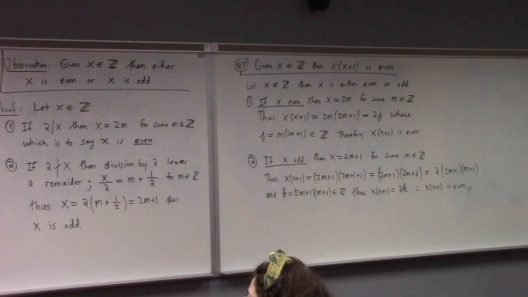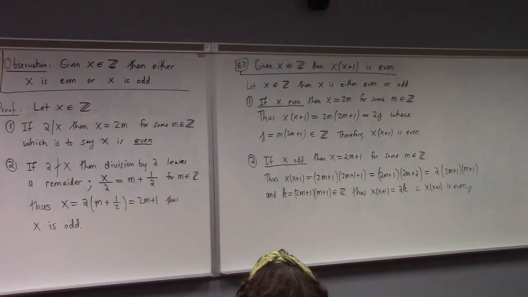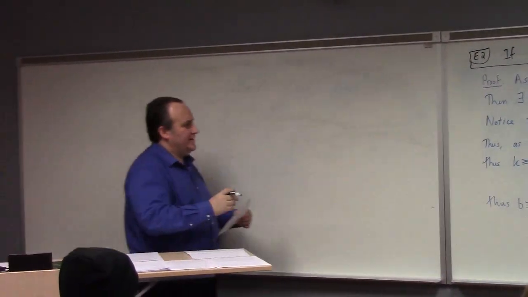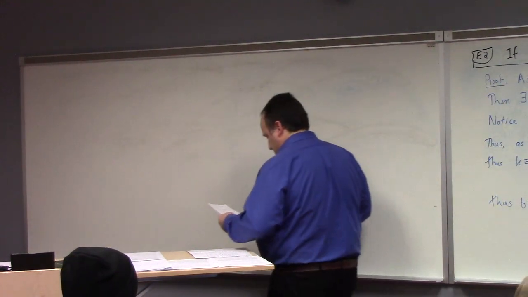So once we know every integer is either even or odd, all kinds of proofs we can do like this. Let me show you another one of these, maybe a little bit different flavor. I'll do it over here, I guess. So here's another one. What example am I on? Example 4? All right.